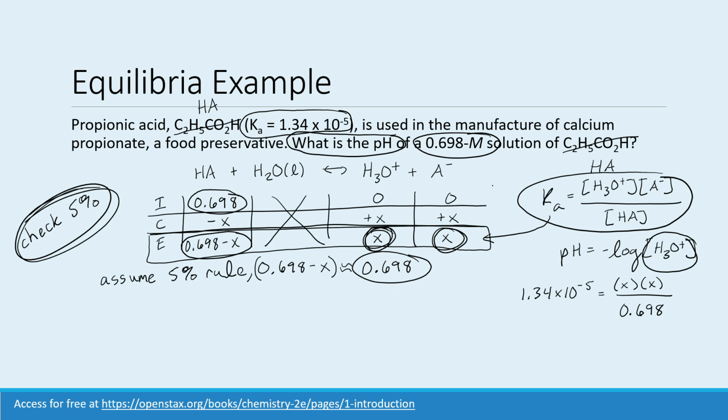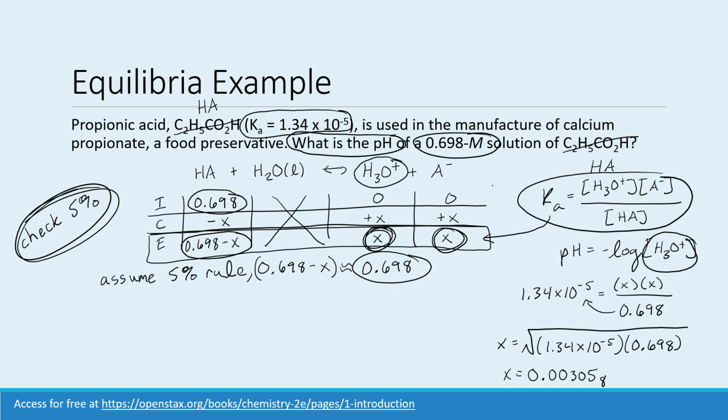Okay, so now we don't have to use the quadratic equation. We can simply rearrange this, move that 0.698 over, and take the square root. And so X is equal to the square root of 1.34 times 10 to the negative fifth, multiplied by the 0.698. Three sig figs for both of those numbers, and so for the answer, we're going to keep an extra digit until we're done. And so we get 0.003058.